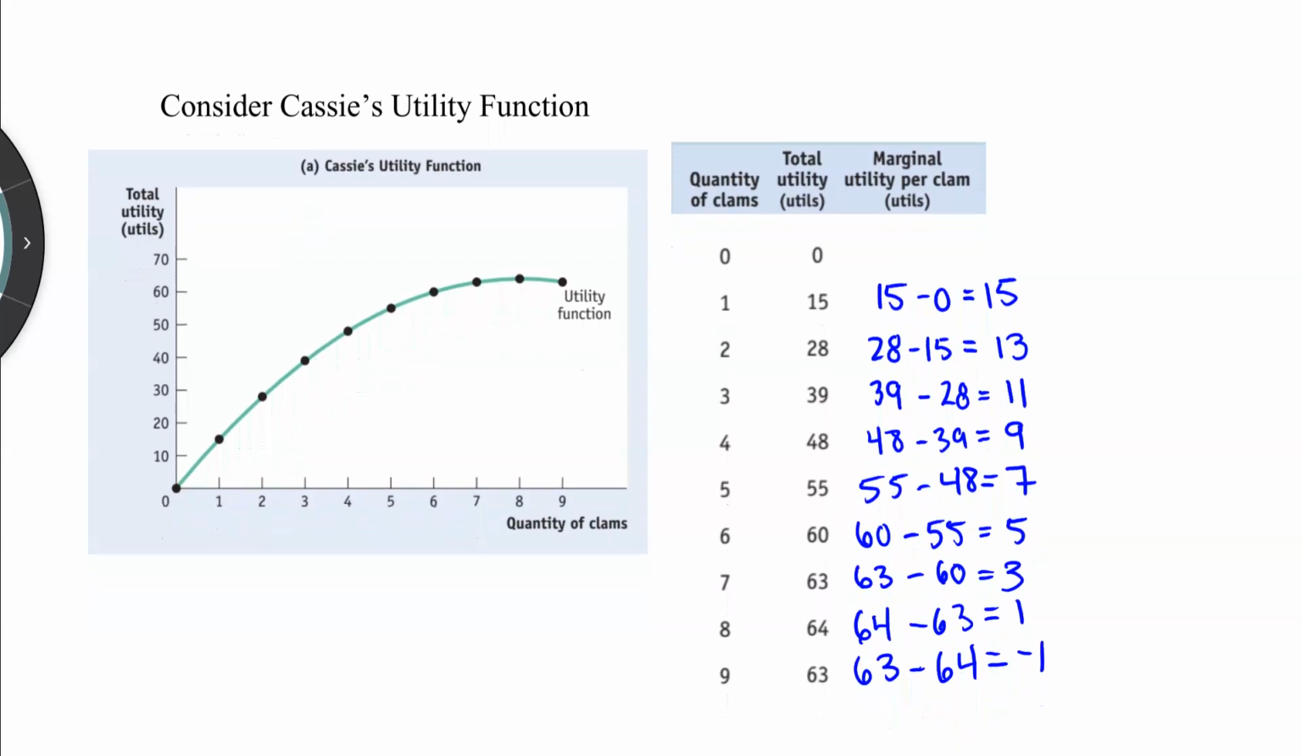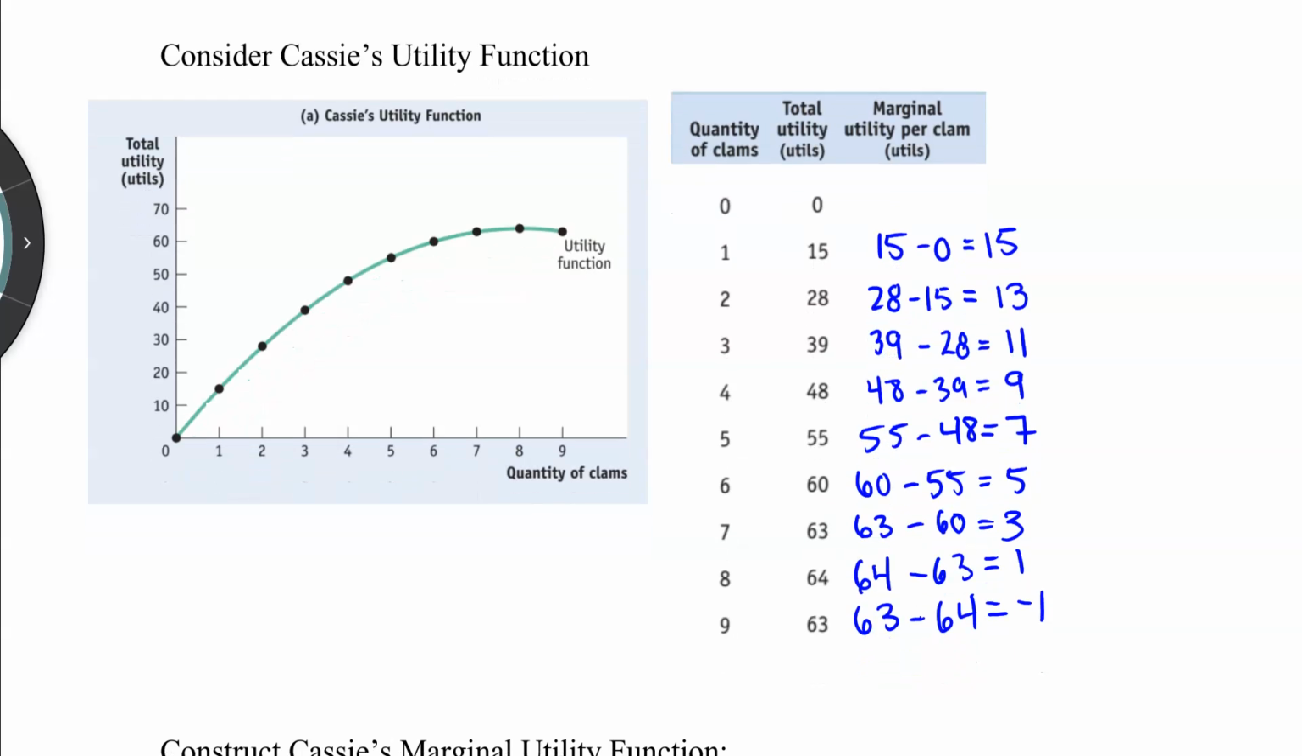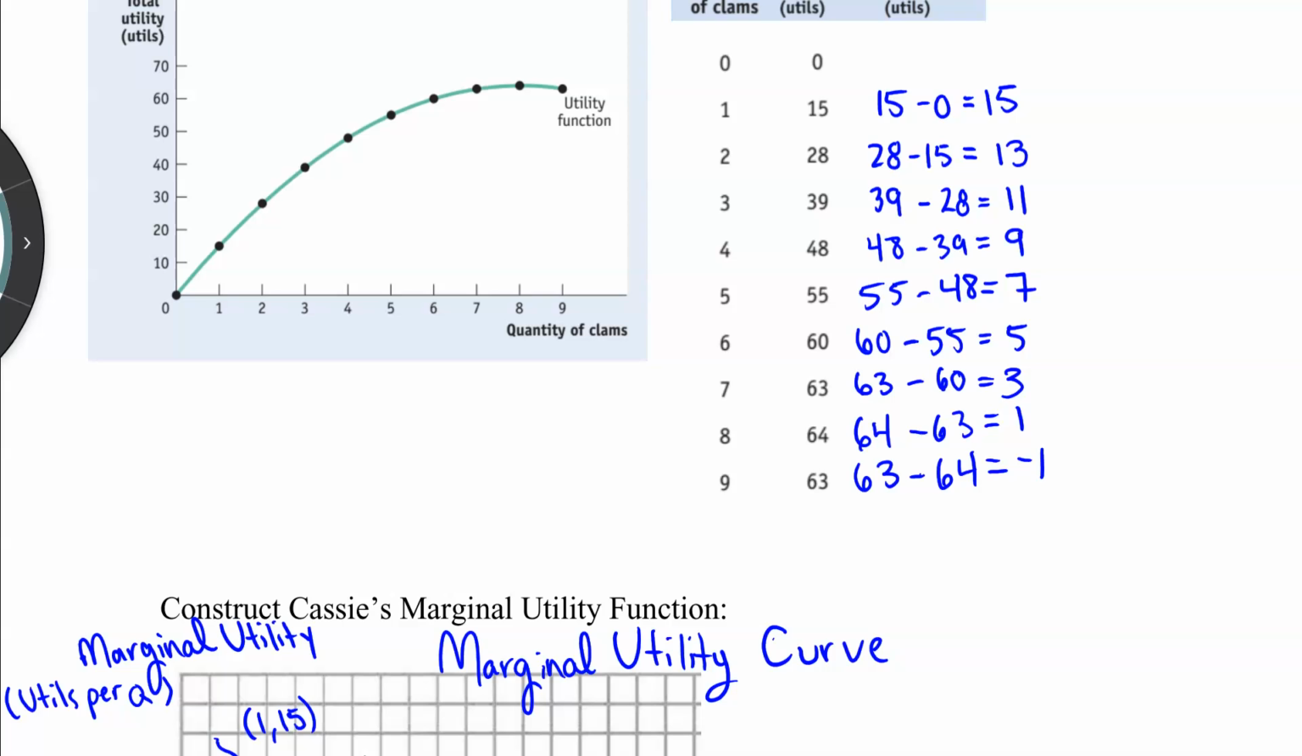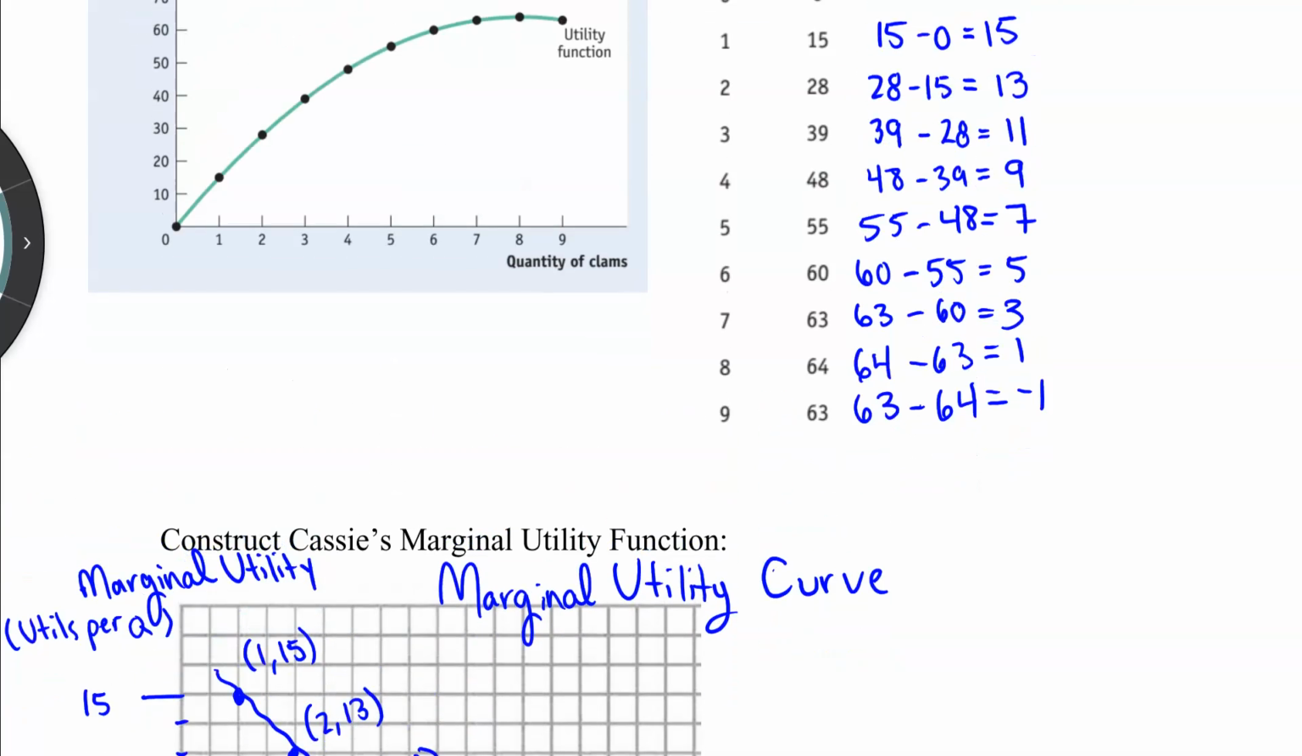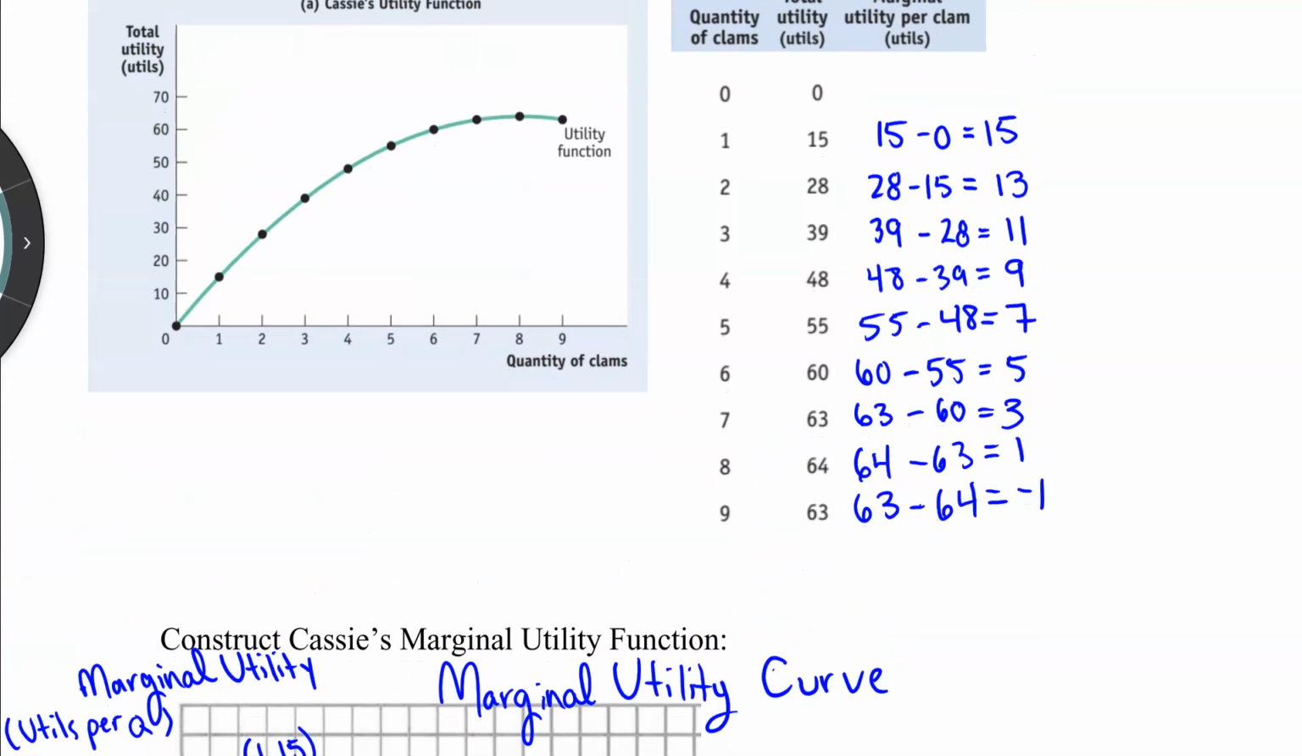So the way to find marginal utility is just like when we find marginal cost and marginal benefit, to do the difference of the total utilities. So we got that going on. And then once we have that, we'll notice our maximum utility is at a quantity of 8 clams.